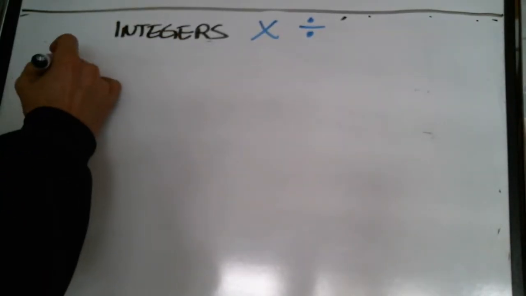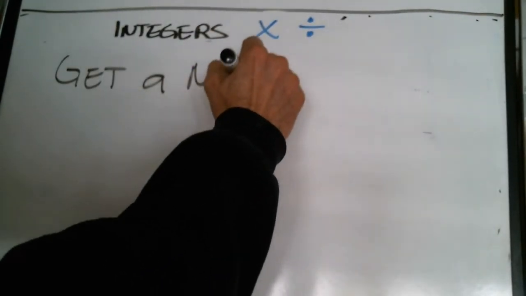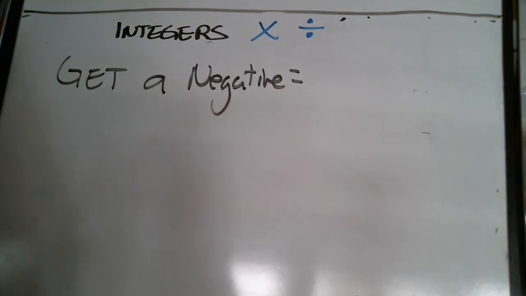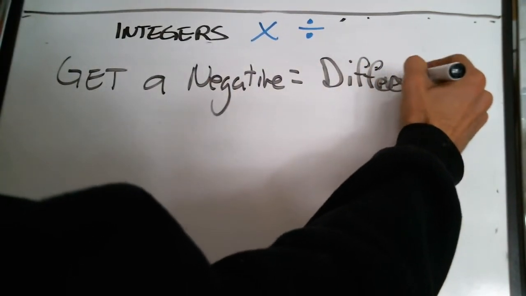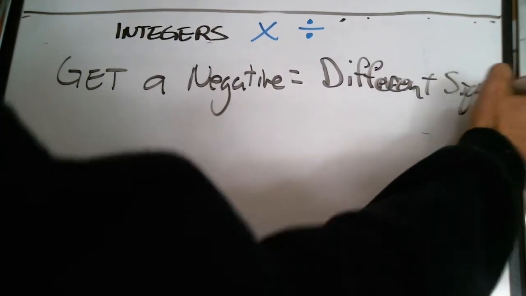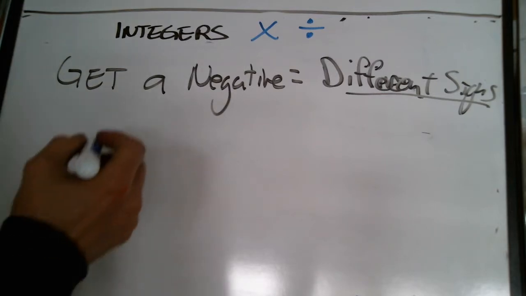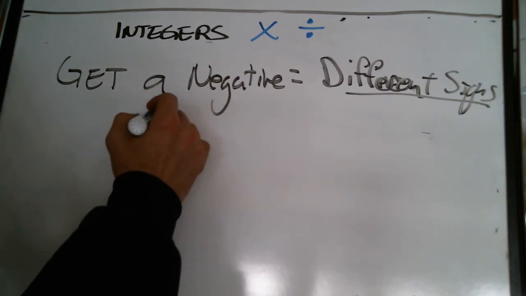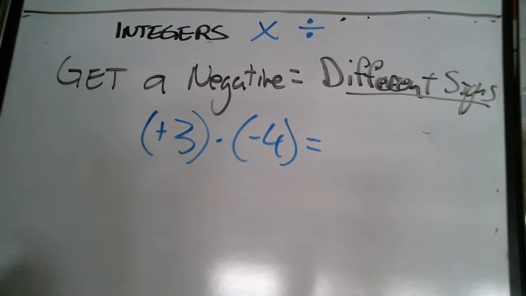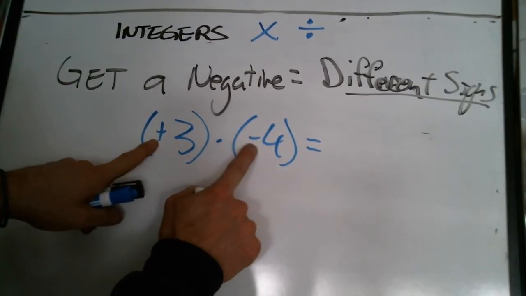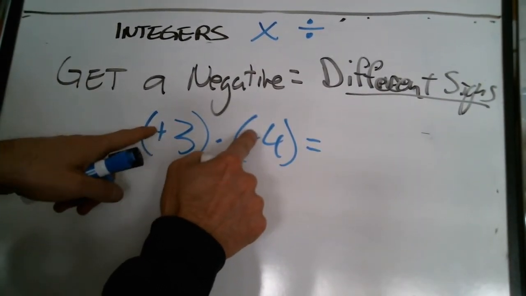Okay? The other thing we need to do is how to get a negative. Now, this one's straightforward. All we need is different signs. Different. Nice spelling, Mr. Paul. We need different signs. So what does that mean? That means the sign, which is the positive or the negative, times negative 4. We got one positive, one negative. Are they the same? No, they are not. Positive times a negative. I got different signs.